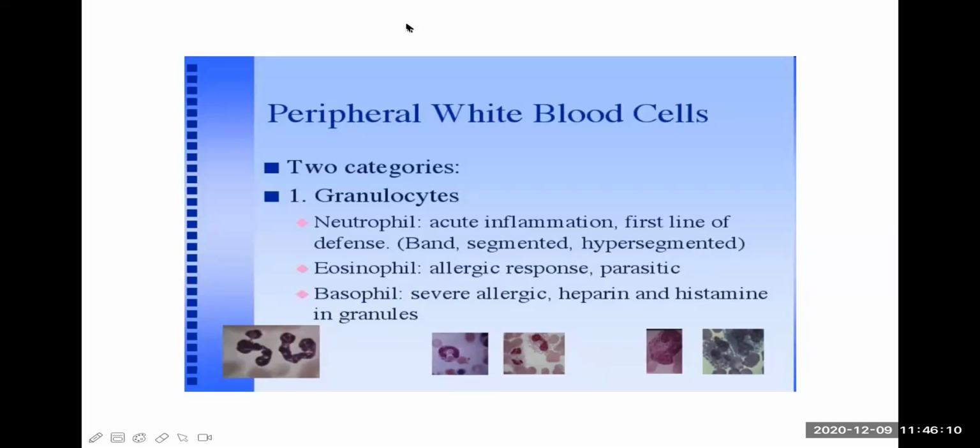Basophil is also a type of granulocytic cell, which is seen in severe allergic reaction again, but mainly that allergy is a type 1 hypersensitivity reaction. And in that type, histamine plays a big role. Heparin is also present inside those granules, and it may also be released during the reaction. So these are the different granulocytes you can see in the picture here.